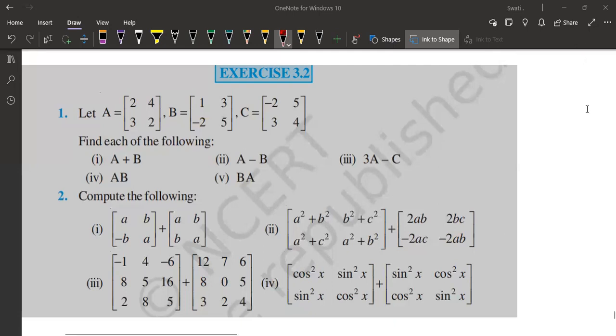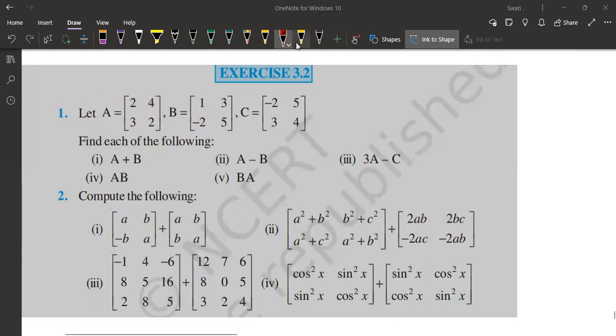All right, so let's start with the first question. We have let A equals 2, 4, 3, 2 and B equals 1, 3, minus 2, 5 and C equals minus 2, 5, 3, 4. All the matrices here are 2 by 2 order. If you have any doubt how I said it is a 2 by 2 order, just watch the video that I have put in the description box so that whatever I said will be absolutely clear.